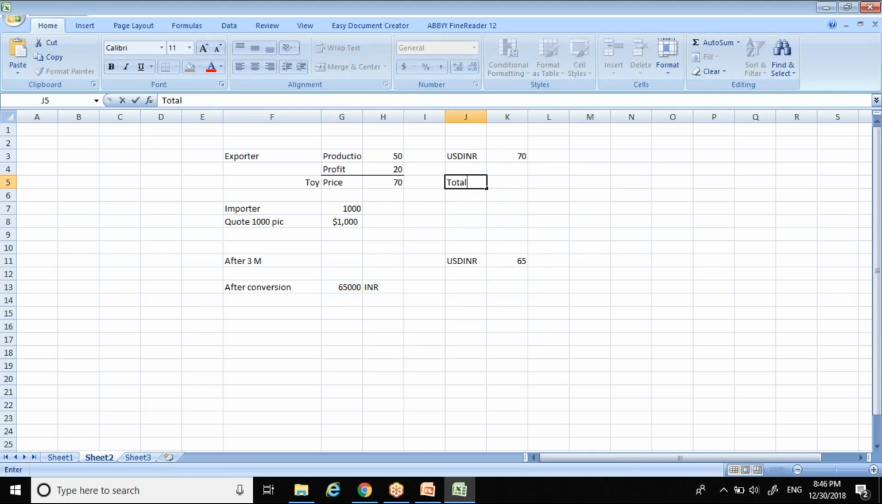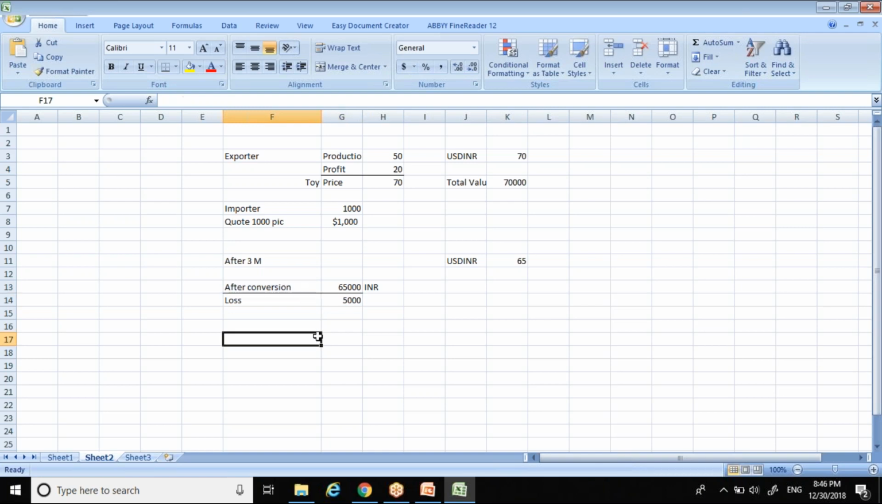So the total value you were expecting was around how much? 70 into 1,000. So that comes to 70,000. Now you have a loss of around 5,000 in this situation, right? So you will have a loss. So 70 minus 65. So this is my actual loss. So in fact, this loss happened due to currency volatility.